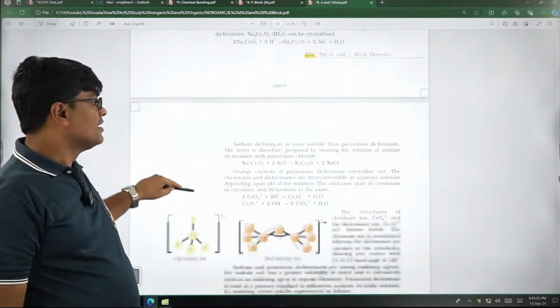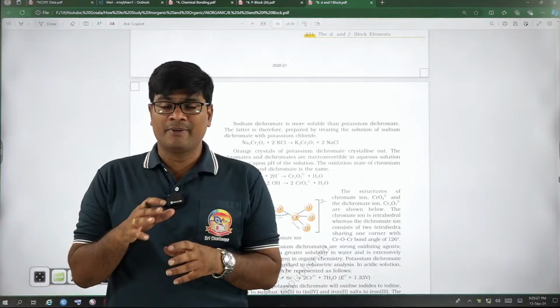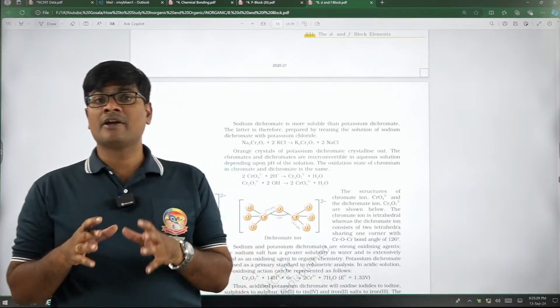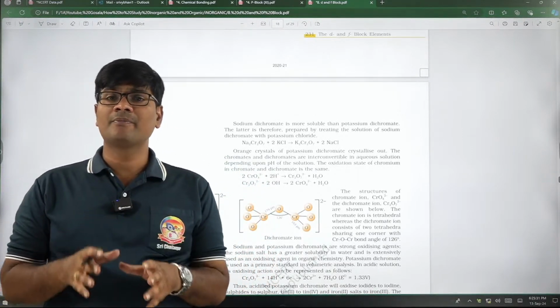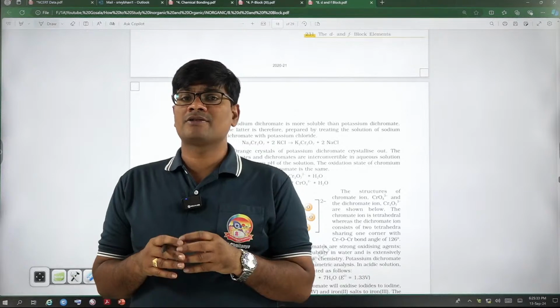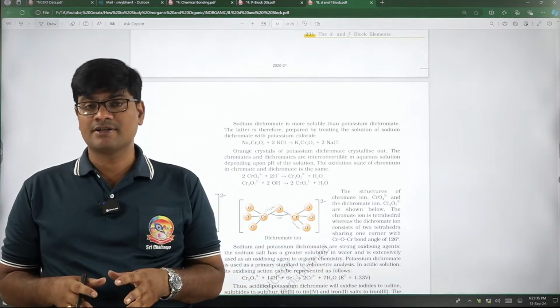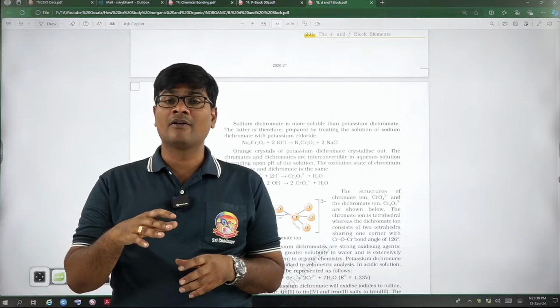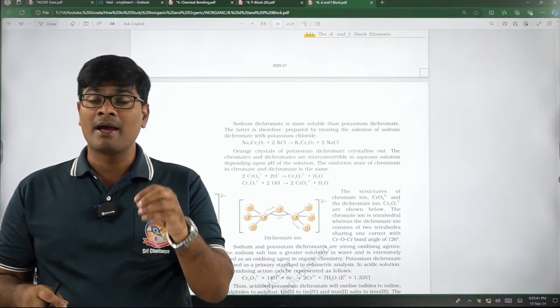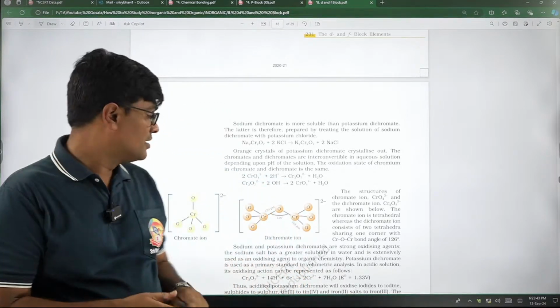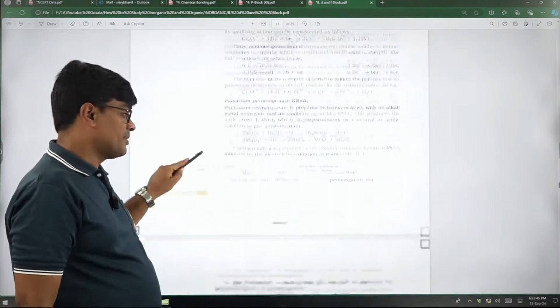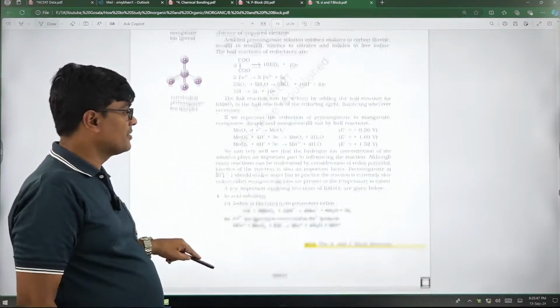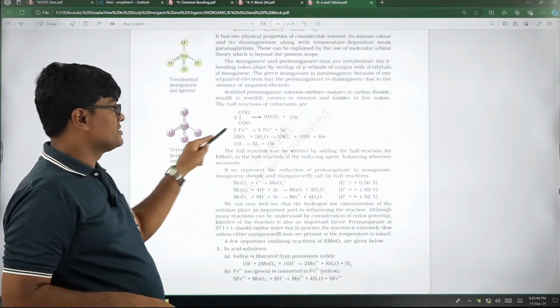Oxides and their nature. And here the important properties of potassium dichromate, very important. So you know that potassium dichromate is an oxidizing agent. How is it prepared? Potassium dichromate oxidizing properties and the balanced equations also you need to do. Not only potassium dichromate, potassium permanganate also. You need to know the properties of all of them. Better to balance the equations also.